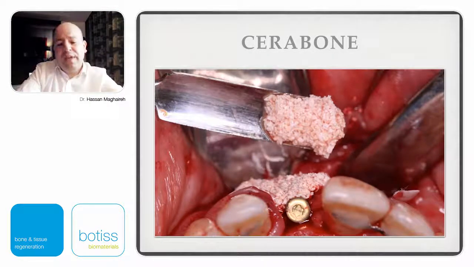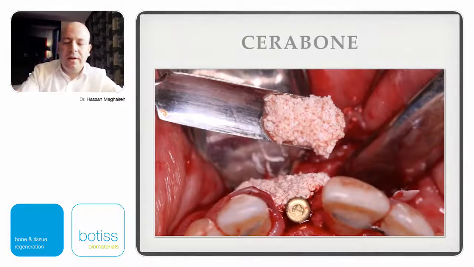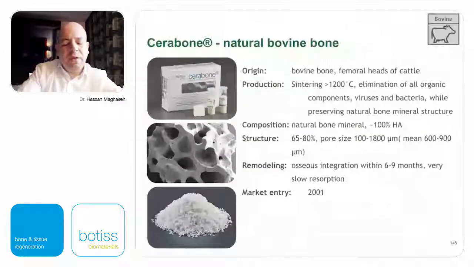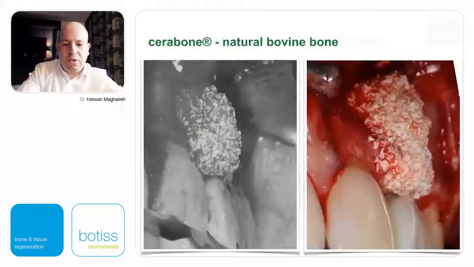It's hydrophilic. So, I'm not going to talk about the massive biological importance of being hydrophilic, but if you look at this photo, it shows you the spatula is nearly 90 degrees and the bone is still there. So you could imagine how easy it is to manipulate cerabone when you come to do your guided bone regeneration. This bone is taken from cows, sintered to a really high temperature, 1200 degrees, giving you slow resorption. And that's what I mean by being hydrophilic.